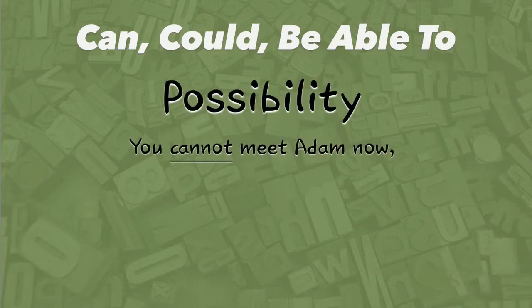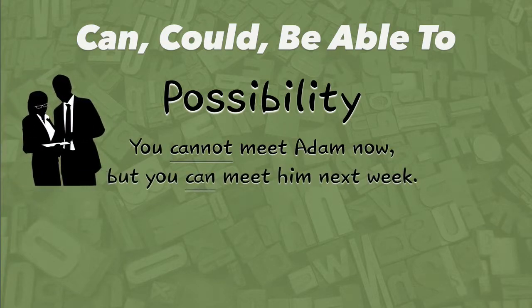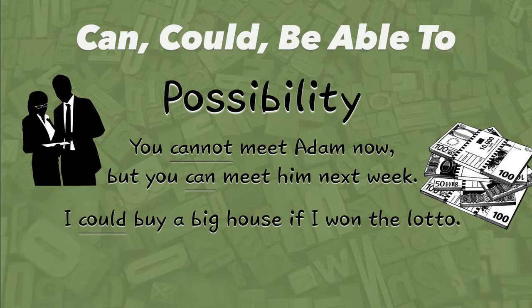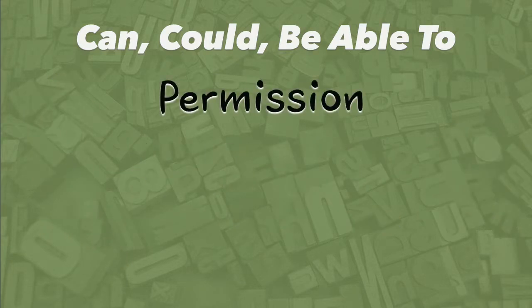Possibility. You cannot meet Adam now, but you can meet him next week. It's possible to meet him next week, but not possible now. I could buy a big house if I won the lotto. I could be able to. It would be possible.